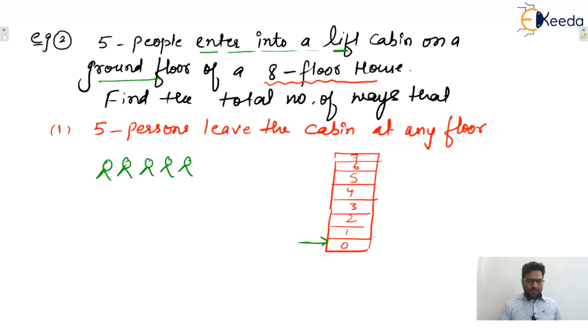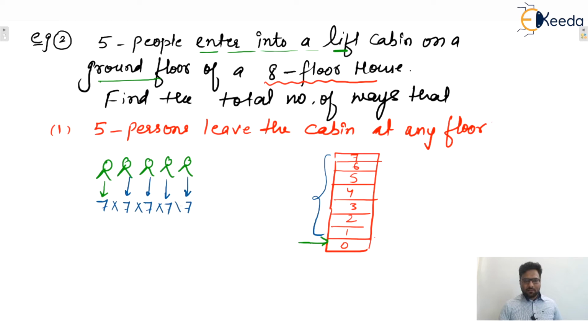Now tell me, except the ground floor, how many choices are there for person one? Let's say this is the first person. So the first person can exit at any floor. Yes or no? So we can say that 7 possibilities or 7 choices are there for person one. Similarly, 7 for the second person, 7 for the third person, 7 for the fourth, and 7 for the last one. So all together, how many ways will be possible?